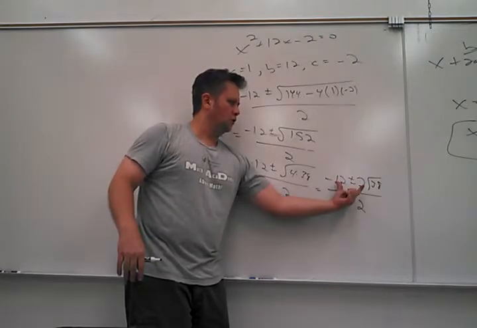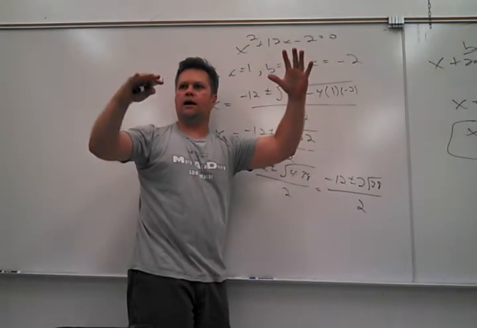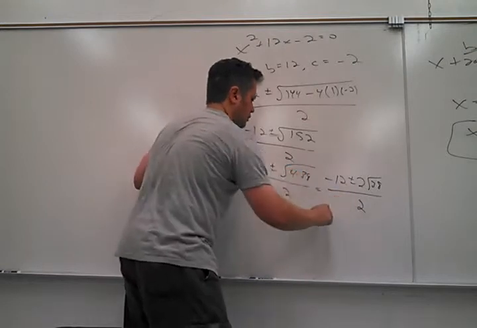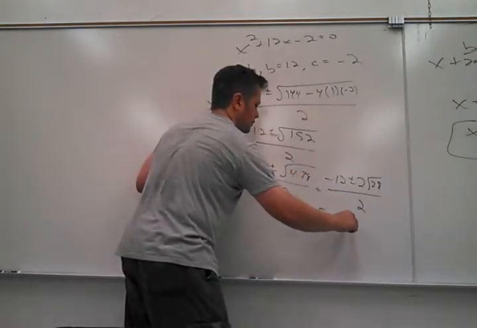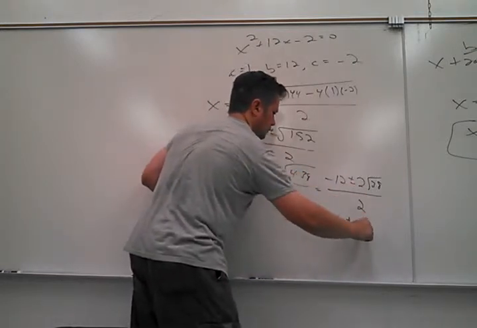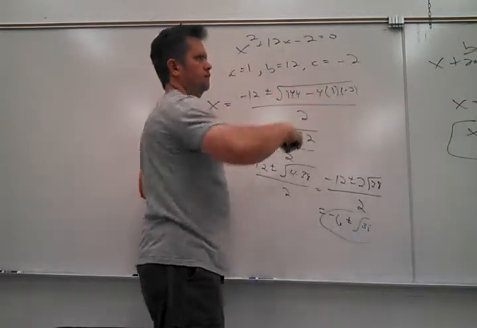So I can only do this division if I divide everything by 2. So negative 12 divided by 2 is negative 6. The 2's cancel here. Bam.